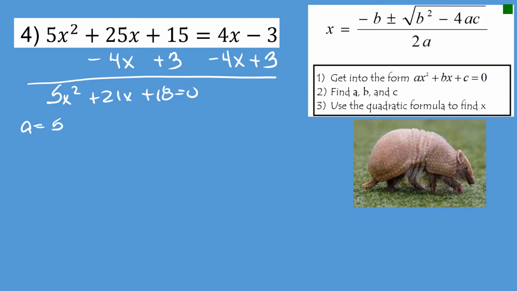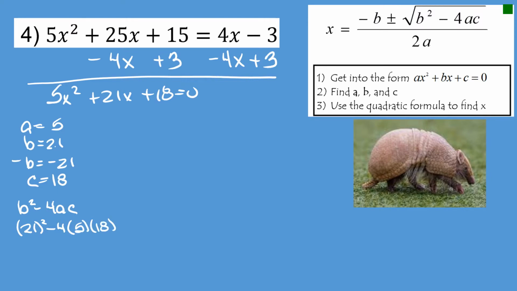A is 5. B is 21, making the opposite of B, negative 21. C is 18. My discriminant, B squared minus 4AC, is 21 squared. Use parentheses. Minus 4. A is 5. C is 18. 21 squared is 441 minus 20 times 18. 20 times 18 is 360. So I have 441 minus 360, and that gives me 81.